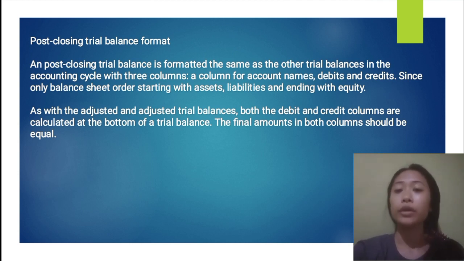So, similar to previous trial balances in the accounting cycle, a post-closing trial balance is formatted with the three columns. One column for the account names, a column for debits, and a column for credits. So the trial balance contains just balance sheet accounts, which are shown in the balance sheet order, starting with assets and moving on to liabilities and ending with equity. The debit and credit columns of a trial balance are calculated at the bottom, just like the unadjusted and adjusted trial balances. The totals in both columns ought to be the same.